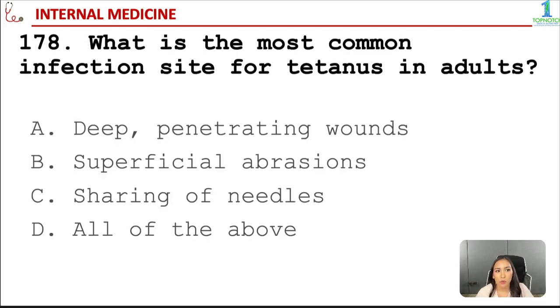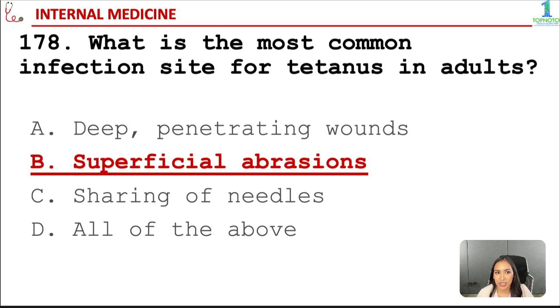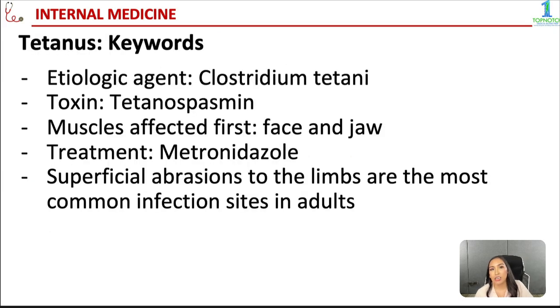178, what is the most common infection site for tetanus in adults? It's actually superficial abrasions. Okay, let's look at the keywords for tetanus. Etiologic agent, Clostridium tetani. Toxin, tetanospasmin. Muscles affected first, face and jaw. Treatment is metronidazole. And superficial abrasions to the limbs are the most common infection sites in adults.